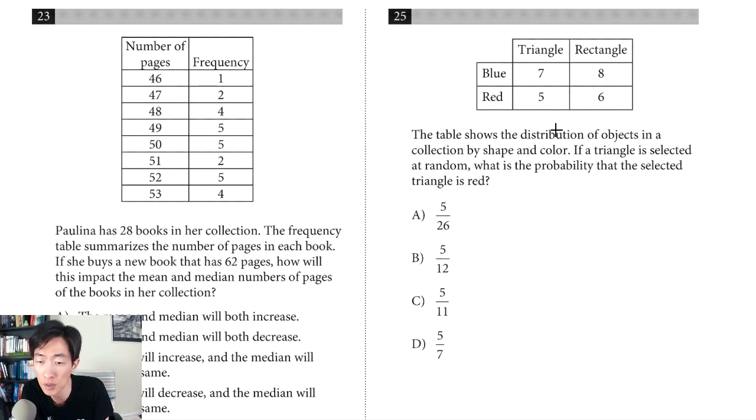25. The table shows the distribution of objects in a collection by shape and color. If a triangle is selected at random, what is the probability that the selected triangle is red? So very simple. The total number of triangles is 12. What's the probability that it's red? It's 5. So that's going to be 5 out of 12, which is choice B.